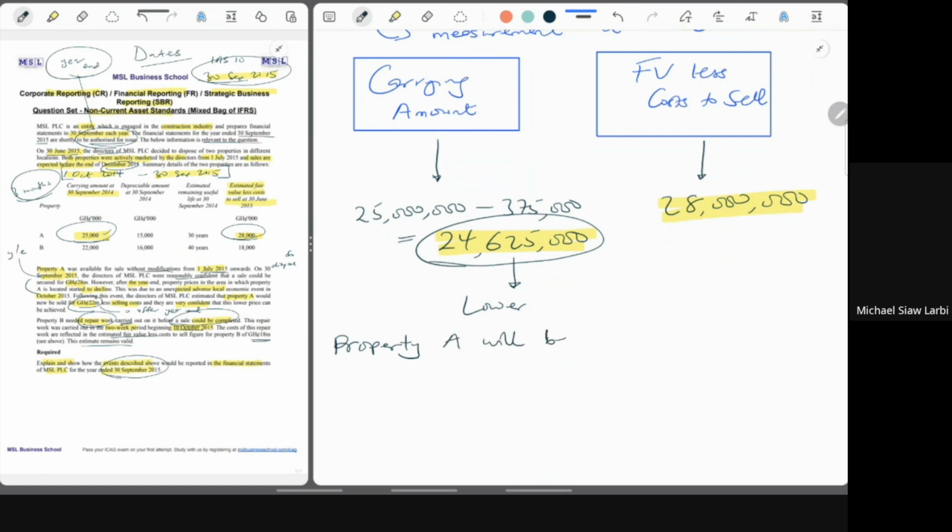will be presented in the statement of financial position at what? Ghana cedi 24,625, which is the lower of the carrying amount and the fair value less cost to sell. Do not forget that at this point, we need to ensure that this is appropriately presented within the current asset section of the statement of financial position or as a one-line item, right?